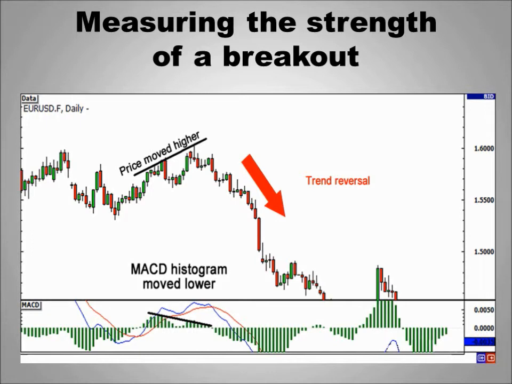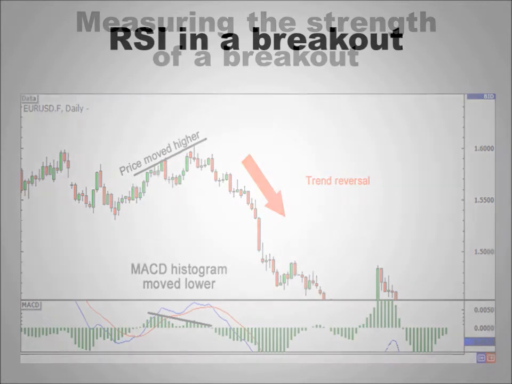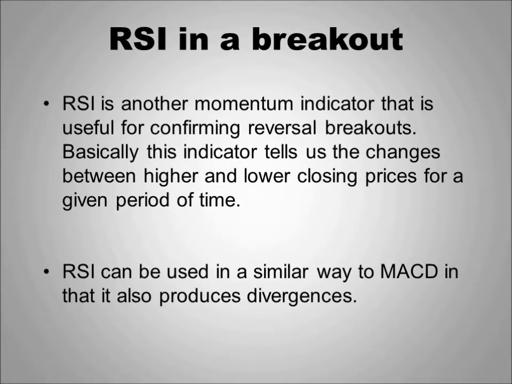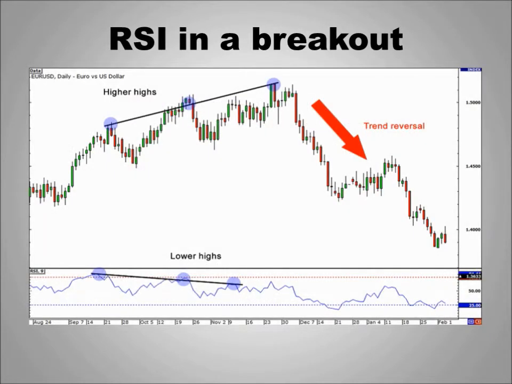So now let's use RSI in a breakout. RSI is another momentum indicator that's useful for continuation and reversal breakouts. We use it in the same fashion as the MACD. It's just that it gives us the reading in a different way. As we can see, we have higher highs and we have lower highs. Remember, higher highs in the candlestick chart, lower highs on the oscillator chart. That's an indication that the prices will drop in the future.